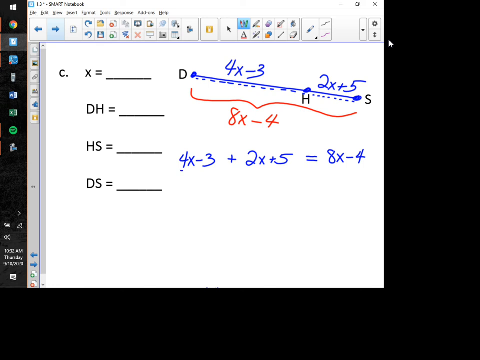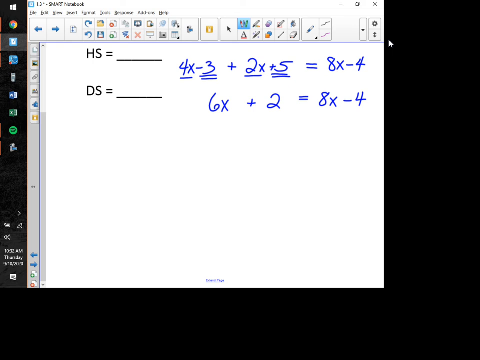Let's combine some like terms, everybody. 4x and 2x is going to give us 6x. A negative 3 combined with a positive 5 is going to give us a plus 2. And you can't do anything with the right side for now. That's going to stay 8x minus 4. At this point, everybody, we need to make a decision about which side to bring our variables to and which side to bring our constants to.